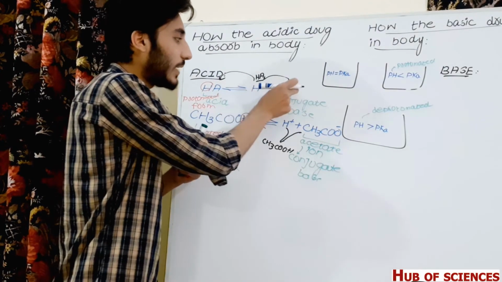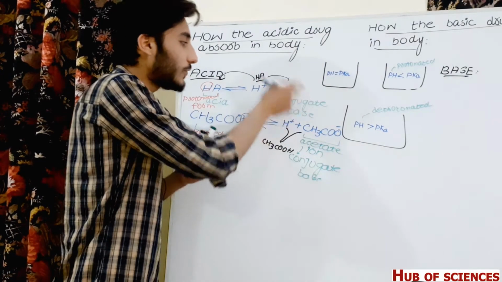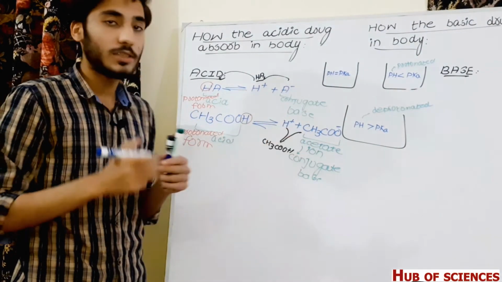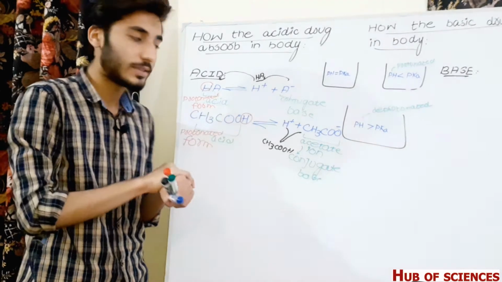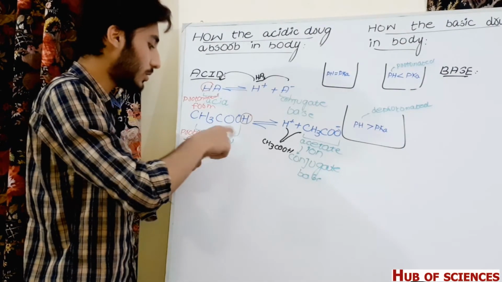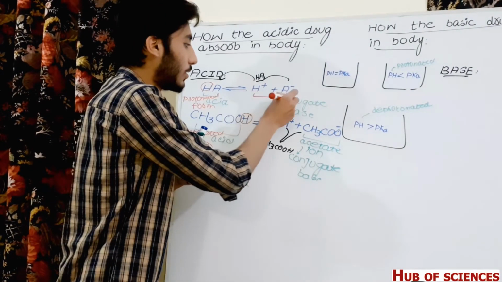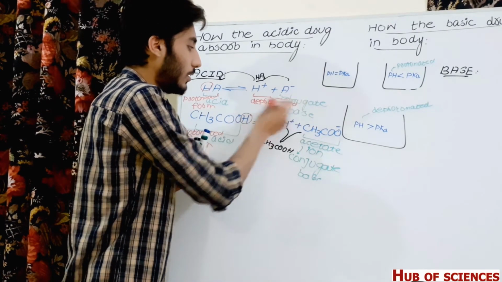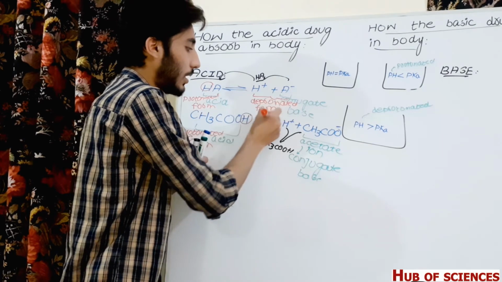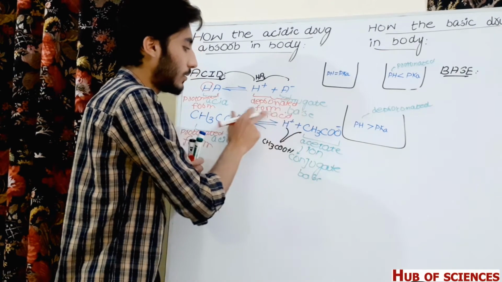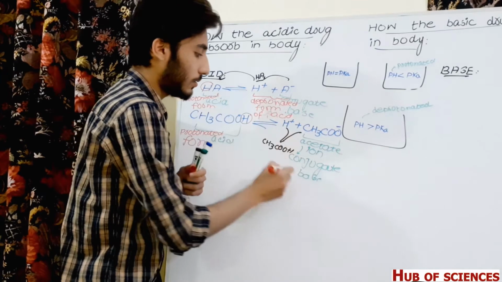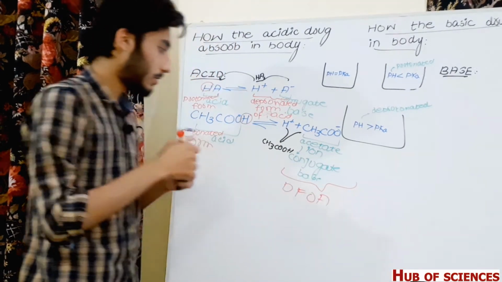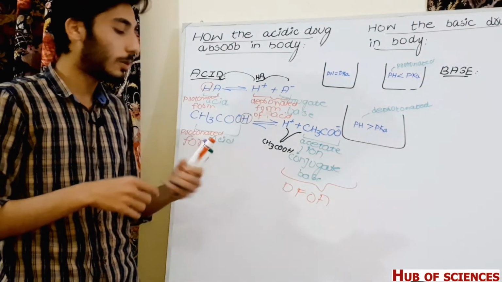This is the proton, and this is the species conjugate base which will combine to form an acid. This is the proton, and this is the acetate ion, the conjugate base, which will combine to form an acid. So that's why this whole is called the deprotonated form of an acid. This is the protonated form of acid. This is the deprotonated form of acid.